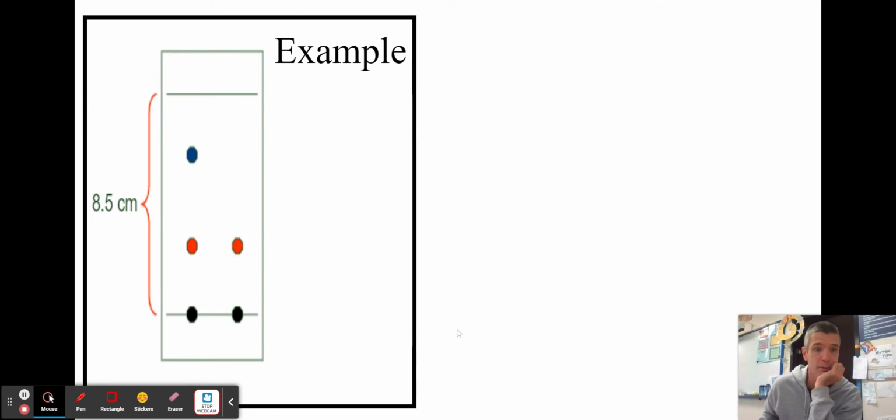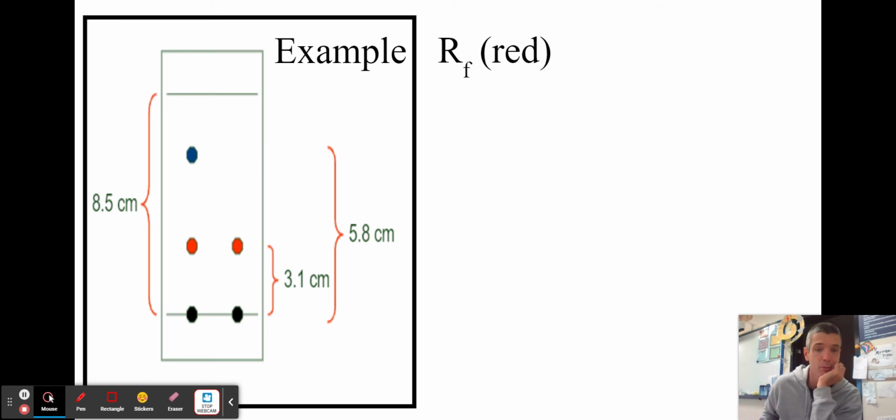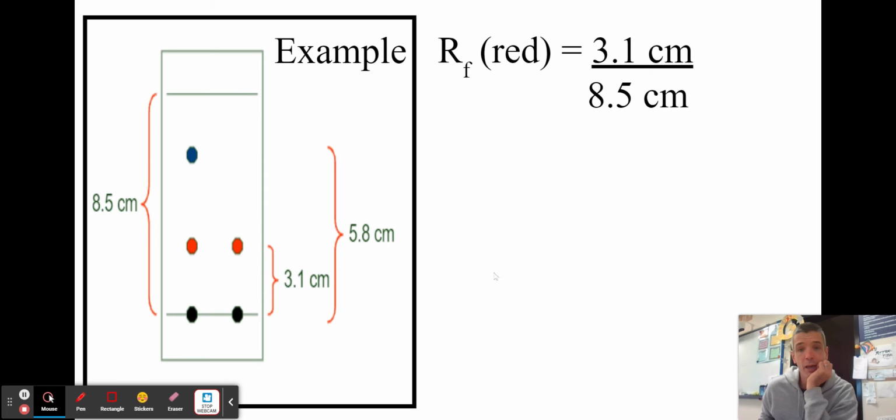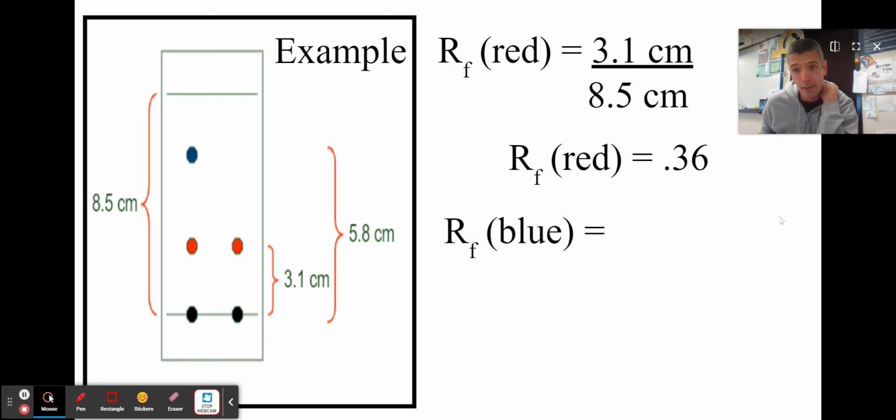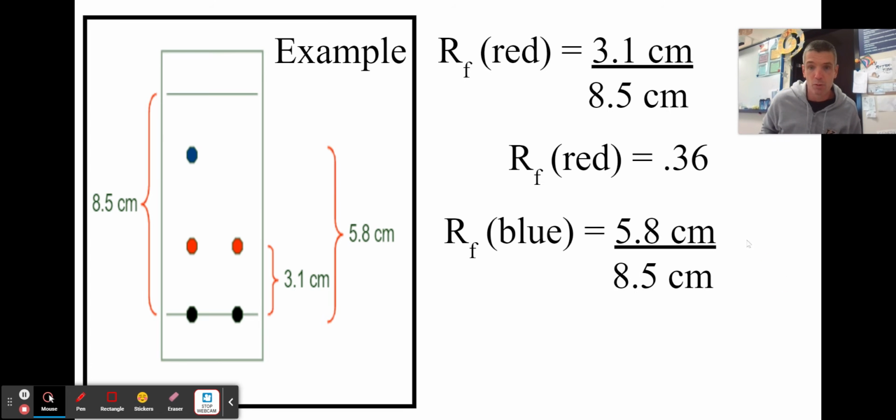Here's an example. I had this paper chromatography, and here are the three things. Here's how far everything went. So my RF value for my red would be 3.1 divided by 8.5, and that's roughly 0.36. If I would do it with the blue, I'm going to use the same denominator but a different numerator, and I'm going to get a different RF value.